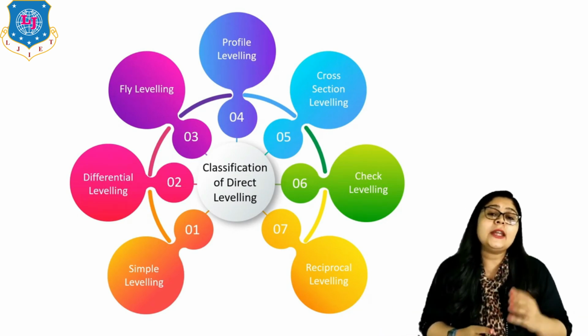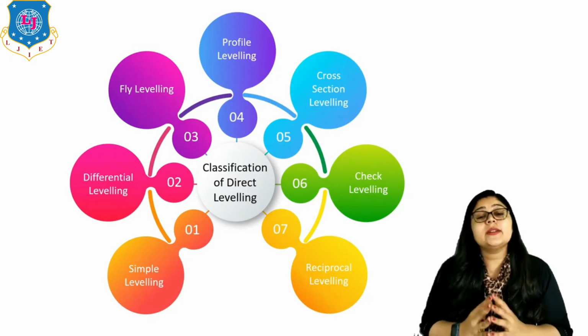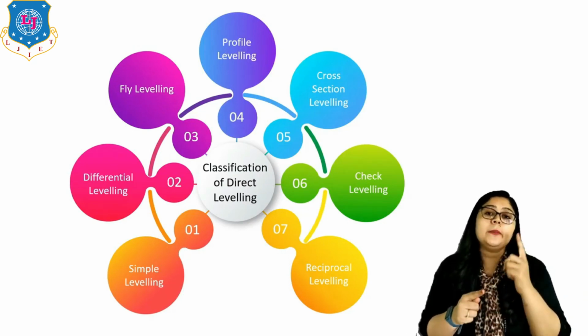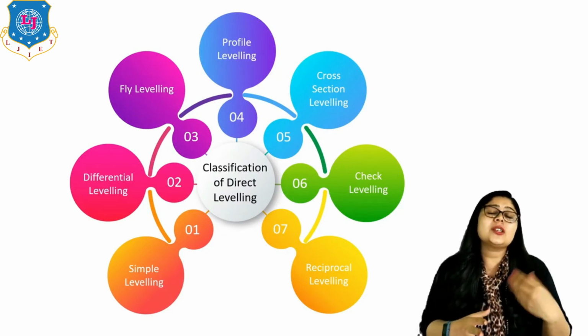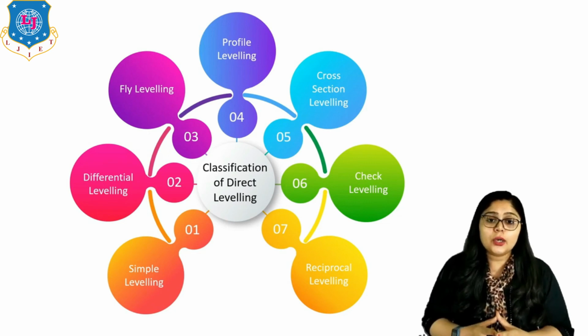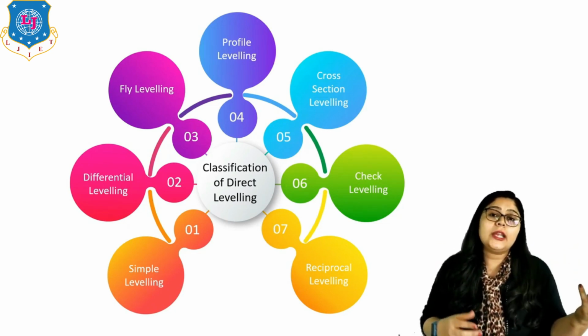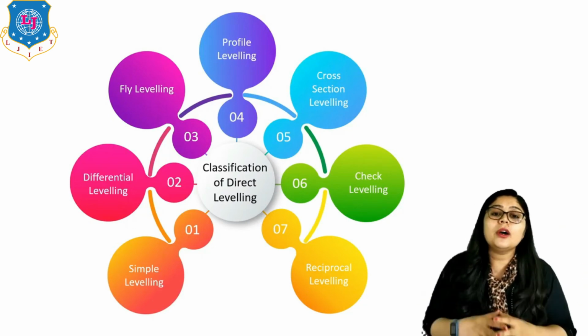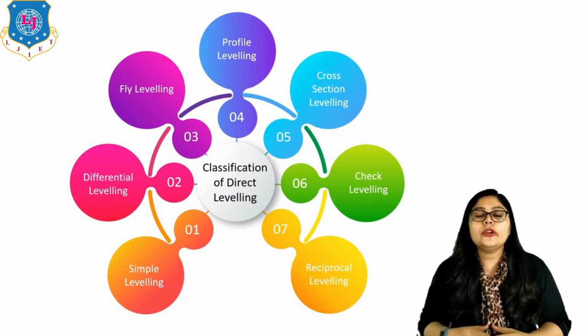For profile leveling, in terms of length we are taking the points, and for cross sections we are taking them perpendicular to that alignment. For check leveling we are simply cross checking whether the readings are correct or not. And when the conditions are in such a way that we have to take readings from both ends of a river, at that time we go for reciprocal leveling. So this is all for today's lecture.